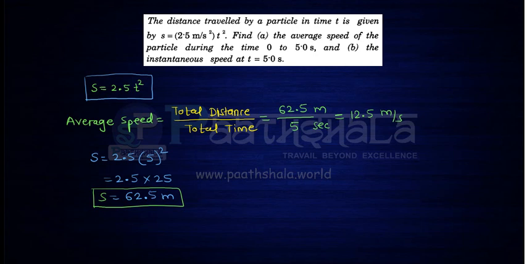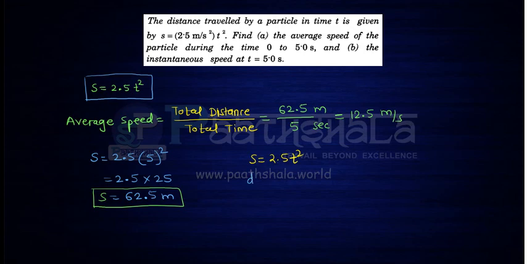Next, let's find the instantaneous speed at time t equals 5 seconds. So what is instantaneous speed? Instantaneous speed is the rate of change of displacement with respect to time. So here the s is 2.5 t square. To calculate instantaneous speed, we need to differentiate, or take the derivative of s with respect to time t.